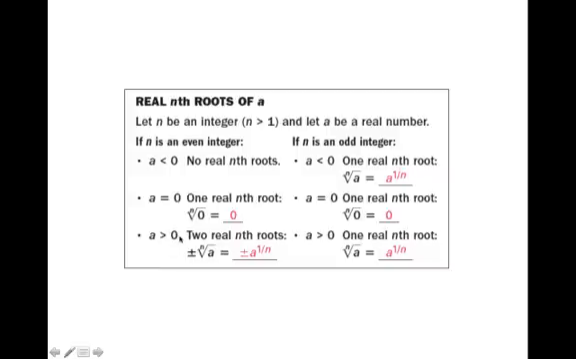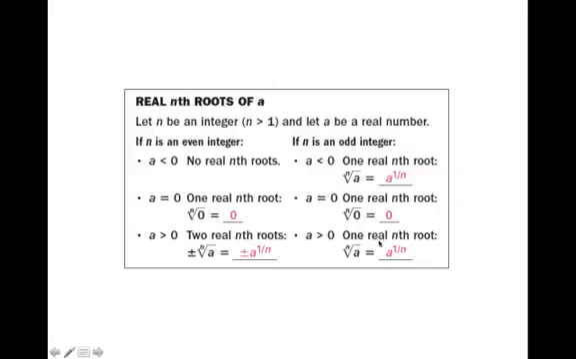If a is greater than 0, then there are technically two. There's the primary and secondary, the positive and negative nth root of a, just like there's the positive and negative square root of a. And in rational root notation, we can write it as plus or minus a to the 1 over n, or the rational exponent notation. Okay, so here we have the nth roots of even roots.